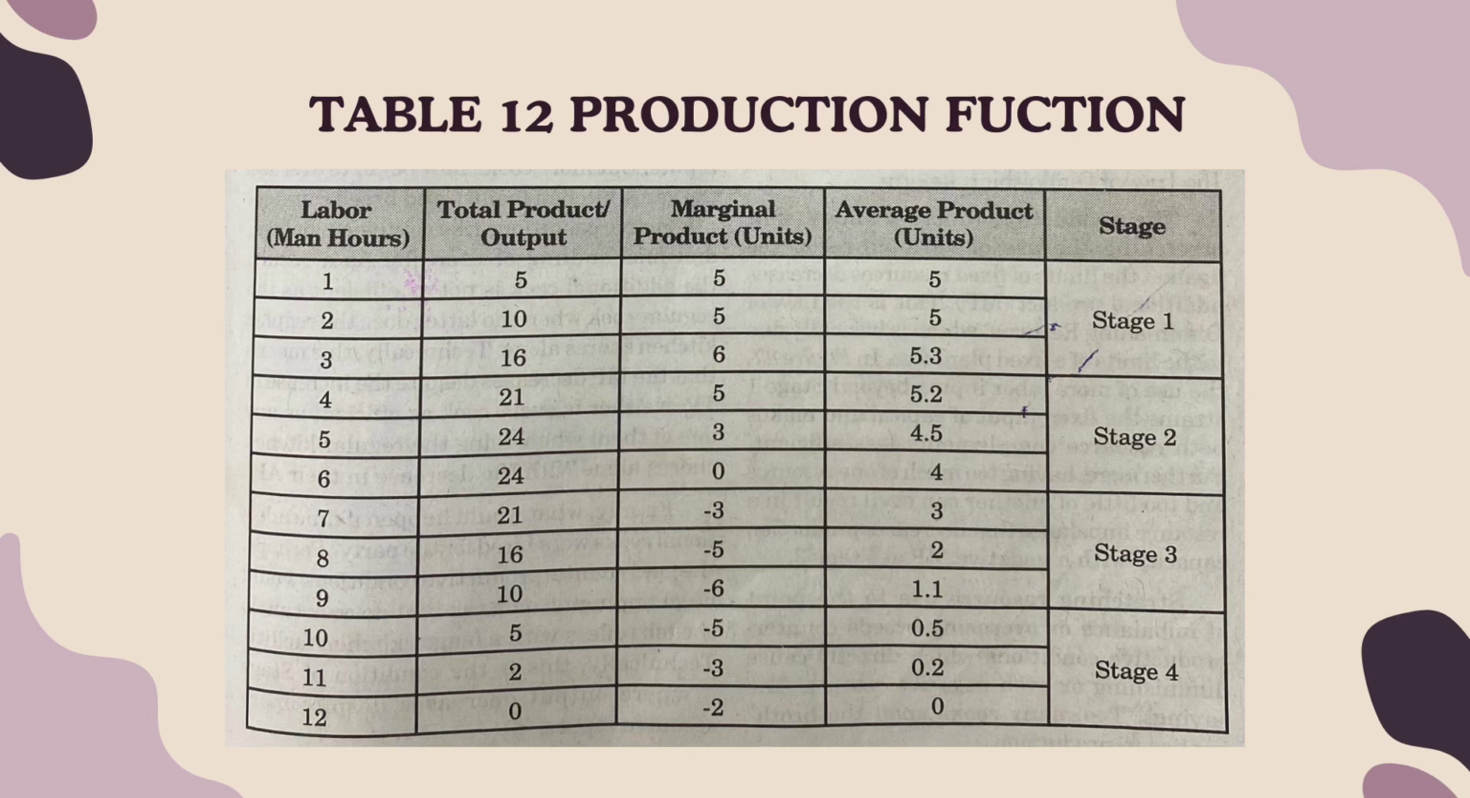So, there are stages. In stage 1, the marginal product and the average product increase. In stage 2, the marginal product decreases but the average product is still positive. In stage 3, there is negative marginal product and decreasing average product. In stage 4, there is negative marginal product and negative average product.